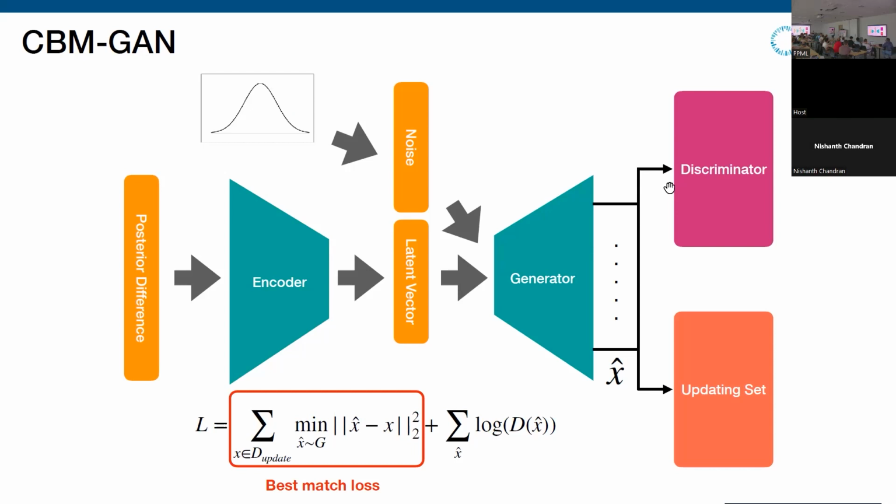Your goal here is to make sure the discriminator's performance is lowered. But once you add this term, it's actually quite simple. For each sample in my shadow updating set, I let my GAN generator generate an X hat to be as similar as possible to the sample in the updating set. This makes sure that every sample in my updating set is learned by the GAN. Once you do this, the GAN has the ability to translate the posterior difference for a set of data sets.